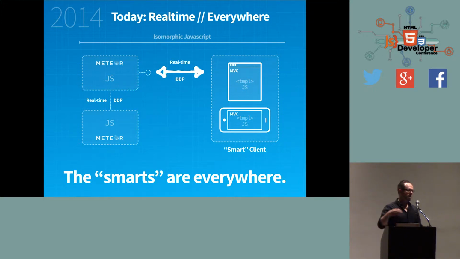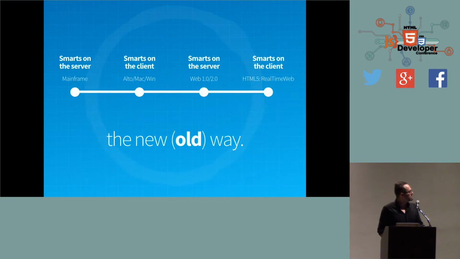It's real-time, lots of little changes happening all the time, lots of connected clients all updating, everything's happening everywhere, servers are updating, servers are listening to each other. In this case, I'm emphasizing a relatively new framework called Meteor, which we'll drill into a little bit. So the smarts are everywhere, and just to recap, this is the new old way, right? Smarts on the server, then we move to smarts on the client, then we move back to smarts on the server, and now we're here today, which is smarts on the client, or arguably smarts everywhere.